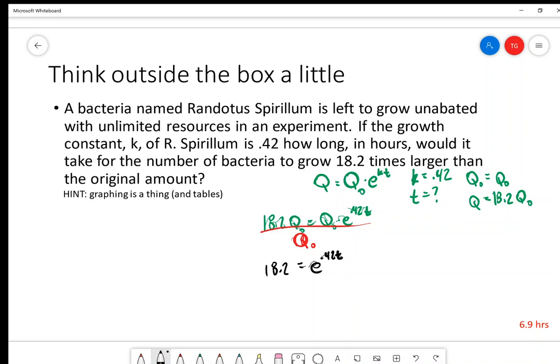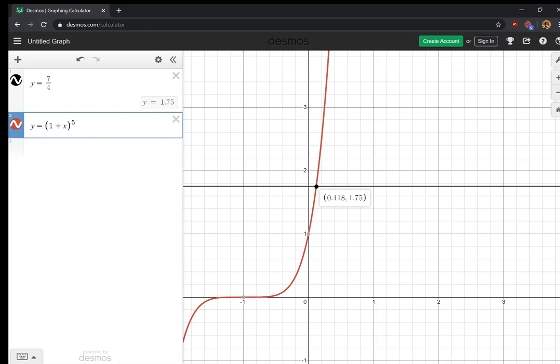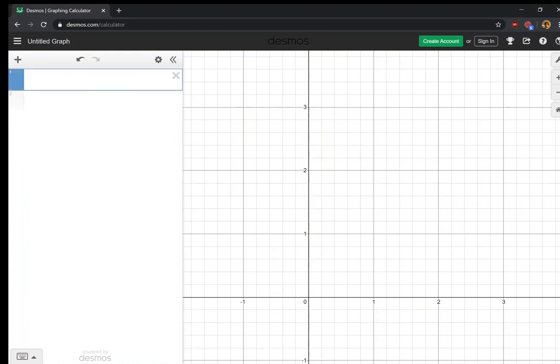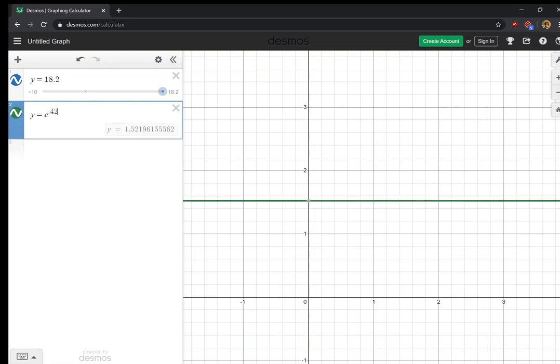Now, since we don't know what to do with that exponent yet, what we can do is what we did in the last one, where we say y equals 18.2 and y equals e to the 0.42t, or since t could be any variable, we'll say it's x. And we're going to graph that, so let's do that right now. So y equals 18.2 and y equals e to the power of 0.42x.